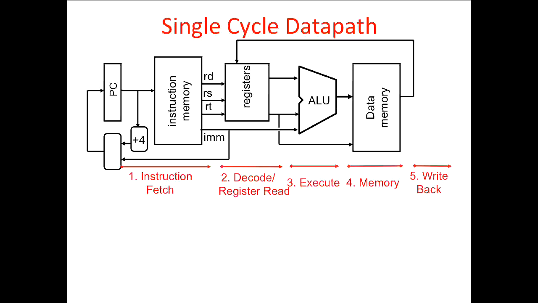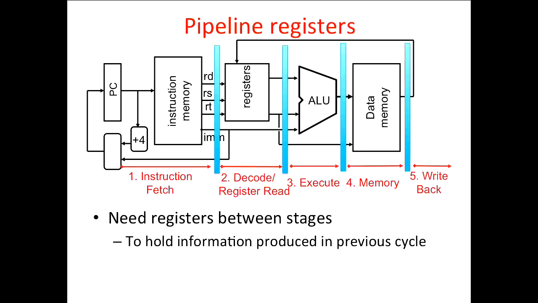That might be an address you're sending to memory. Sometime later, the memory responds. Then you're ready to write back. And finally, you update the register file. So all that happens in one cycle in the single cycle data path. And what we're going to do to pipeline this is just add extra registers in between those stages.